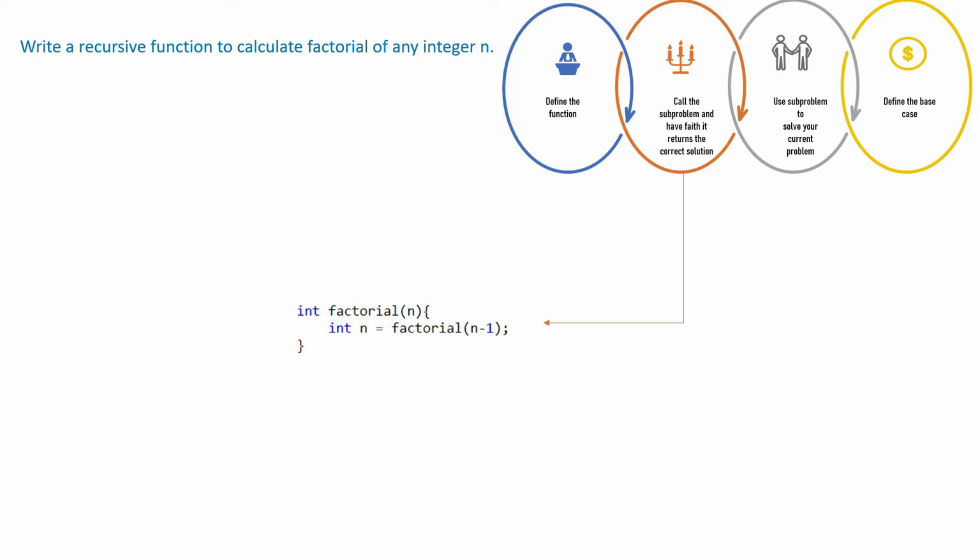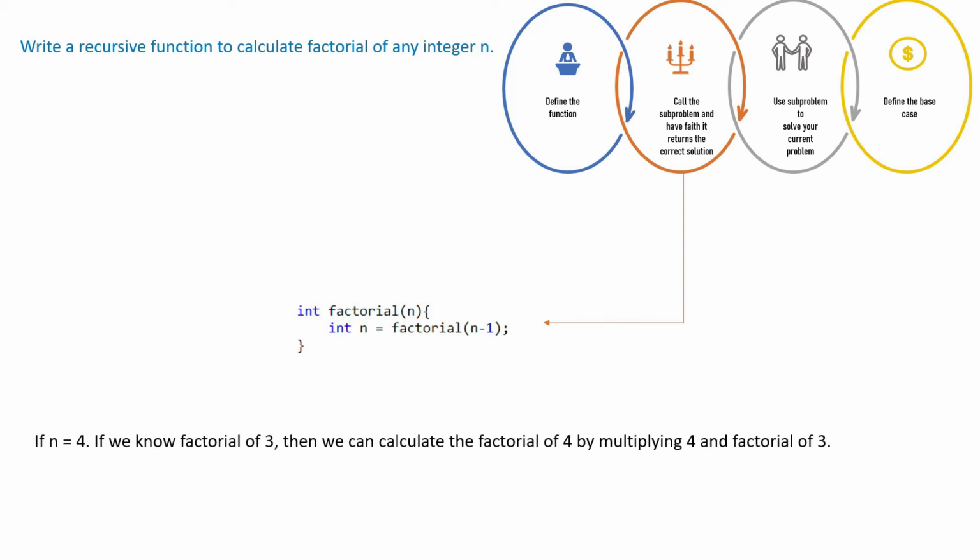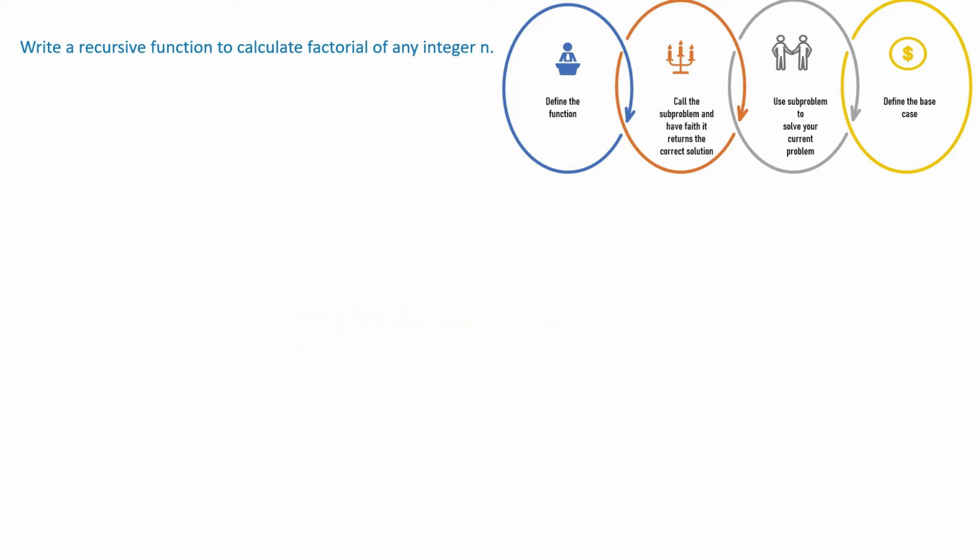If we know the factorial of n-1, then to find the factorial of n, we need to multiply n with the factorial of n-1. For example, if n equals 4, and if we know the factorial of 3, then we can calculate the factorial of 4 by multiplying 4 and the factorial of 3. So, in the third step we are multiplying the subproblem with n.